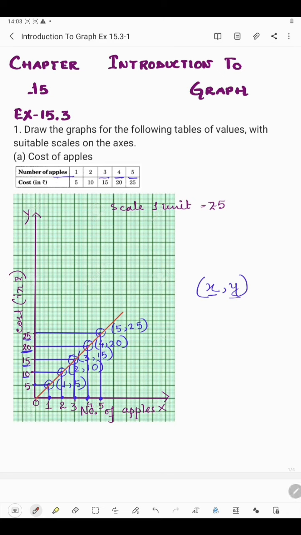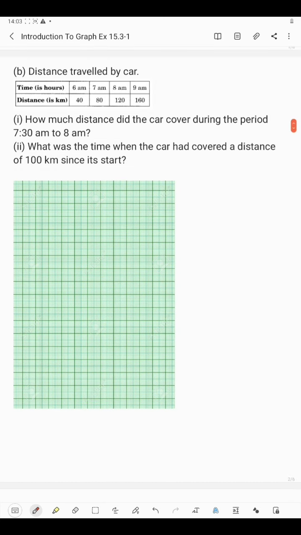Now coming to B part. Now in the B part we have distance traveled by car. Time is given in hours and distance is given in kilometer. So here at 6 am the car travels 40 km. At 7 am the car travels 80 km. At 8 am the car travels 120 km. And at 9 am the car travels 160 km.